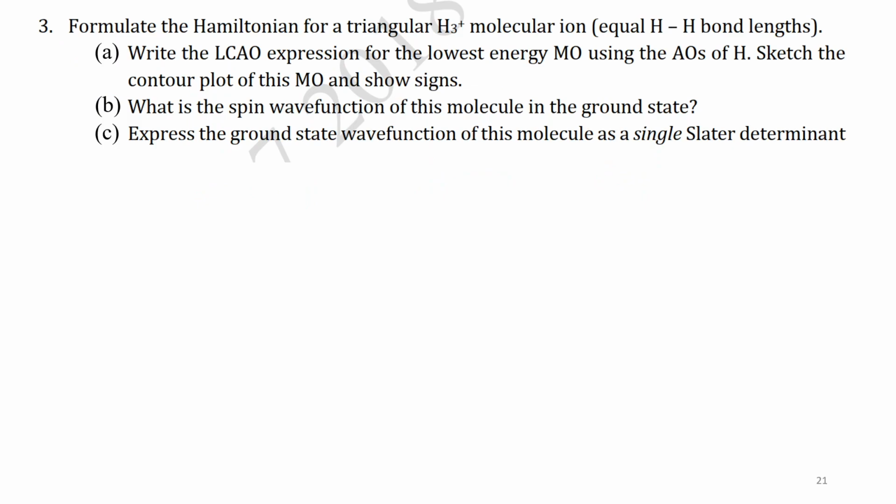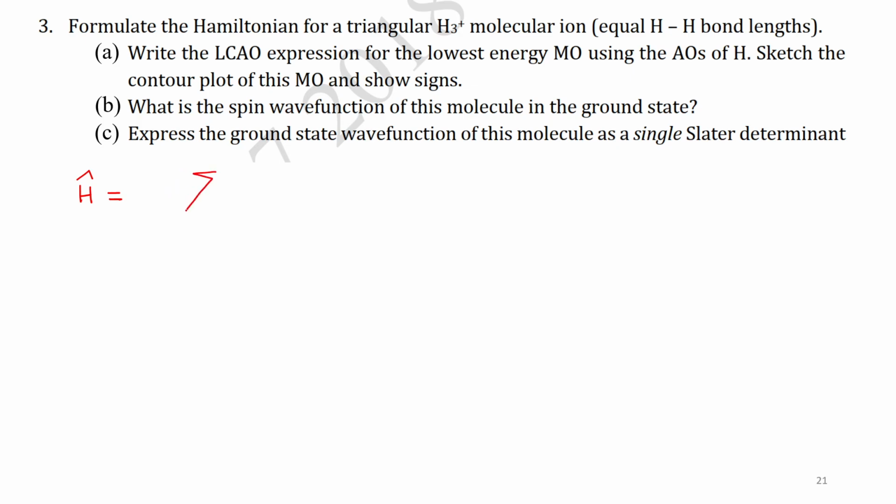The question is, formulate the Hamiltonian for a triangular H3 plus molecular ion with equal hydrogen-hydrogen bond lengths. So for the H3 plus molecular ion, we need to formulate a Hamiltonian. So there are 3 nuclei and 2 electrons, right? Because it is H3 plus, with equal HH distance. So let us first write the Hamiltonian. The Hamiltonian will consist of the kinetic energy of the nuclei. So there are 3, right?